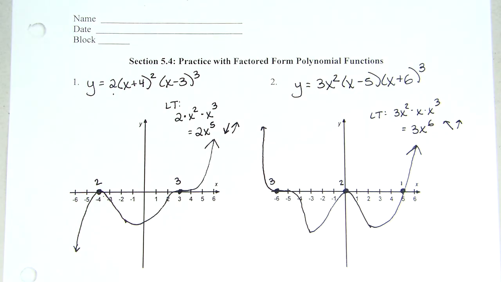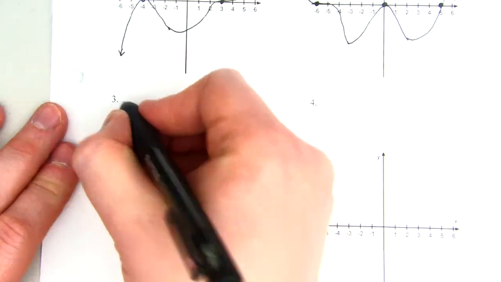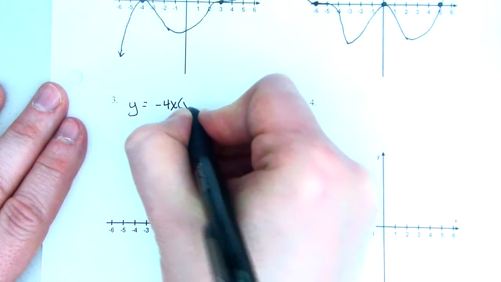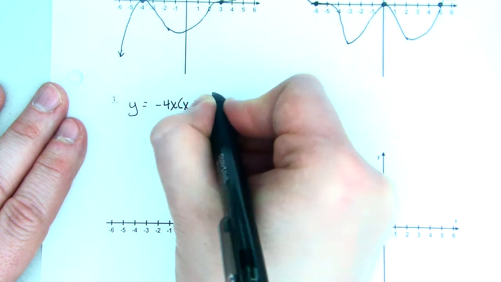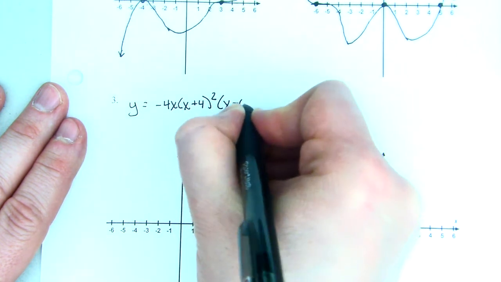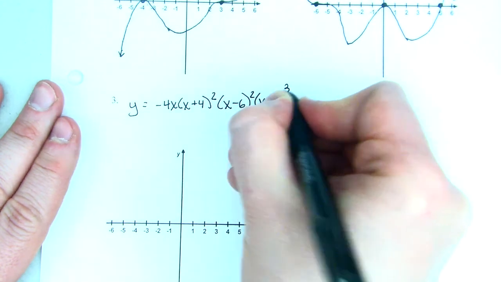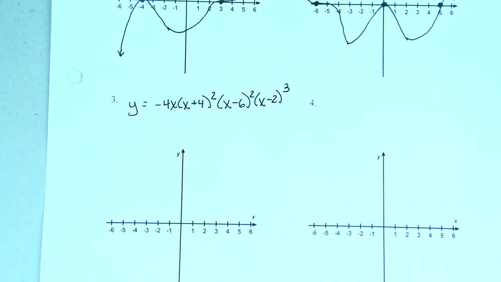And my graph's looking like that. Number 3. Y equals negative 4x times (x plus 2) squared times (x minus 6) squared times (x minus 2) cubed. Find the x-intercepts, their multiplicities, the leading term, and the end behavior. Do everything, basically, but the graph.